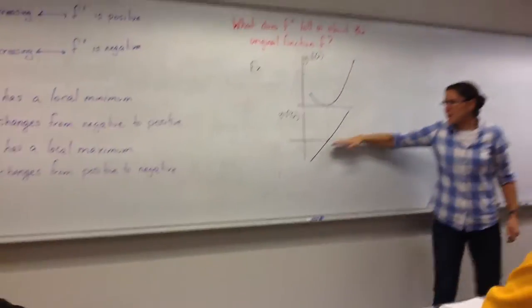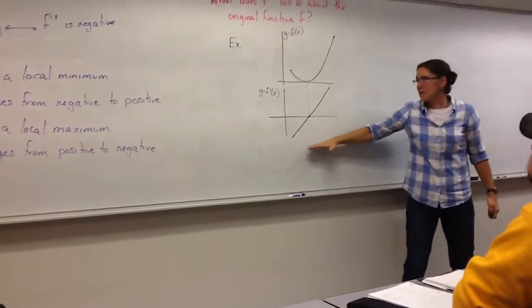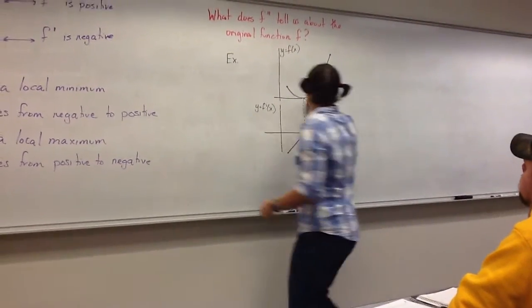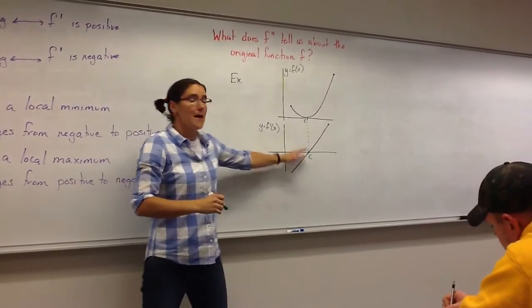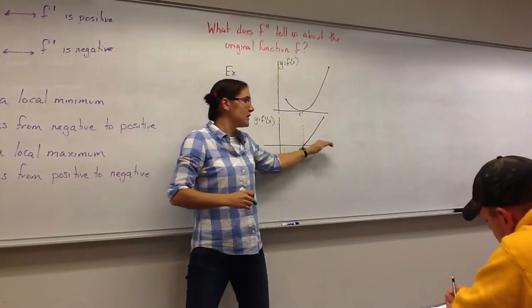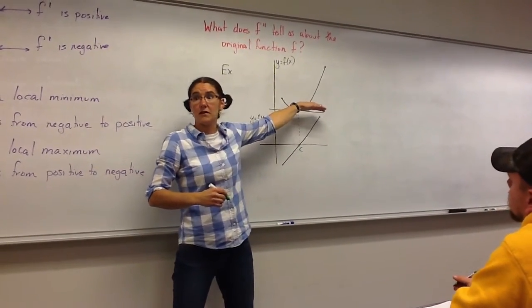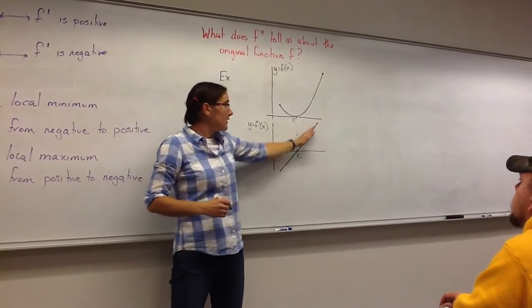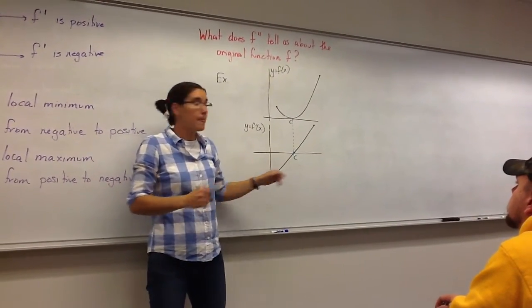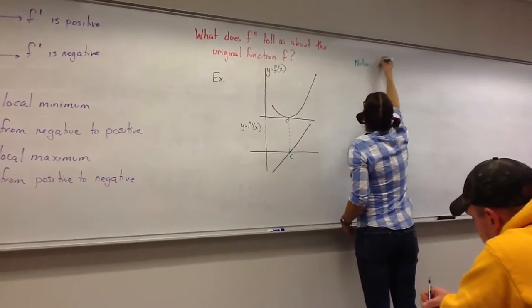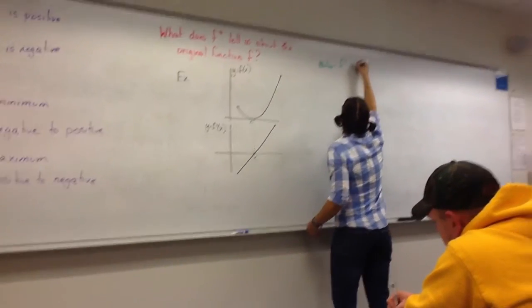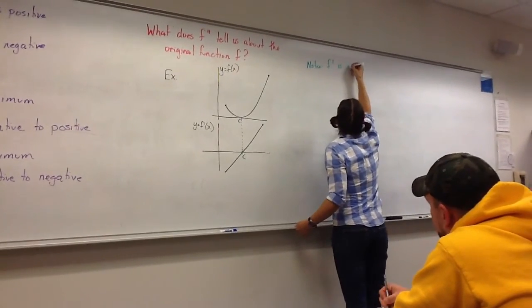So take a look at our f prime graph. I'll call our critical number here c. Before c, f prime is below the x-axis, and after c, f prime is above the x-axis. But if I just look at the graph of f prime, notice that f prime is increasing.